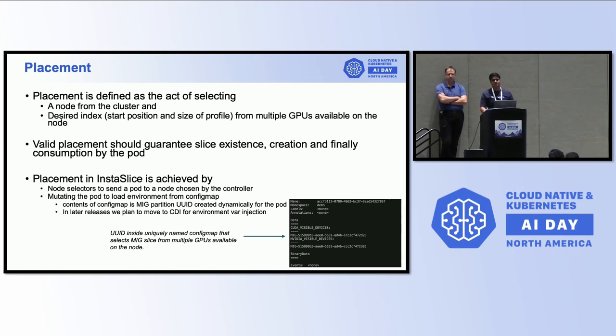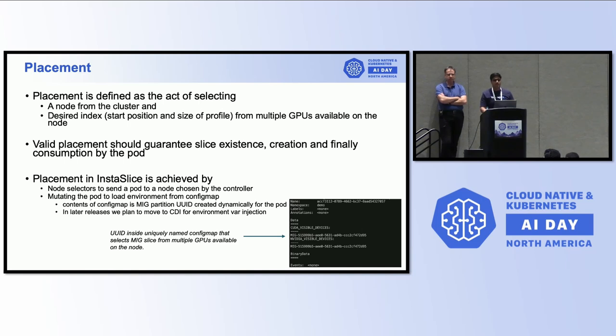Let's define it. Placement is defined as the act of selecting the desired node from the cluster and later choosing the correct index and correct GPU from multiple devices available on the node. Placement guarantees slice existence while reducing fragmentation in the system. Placement in InstaSlice is achieved by using node selectors, which are added by the InstaSlice controller, and a config map, which is created by the InstaSlice daemon set.